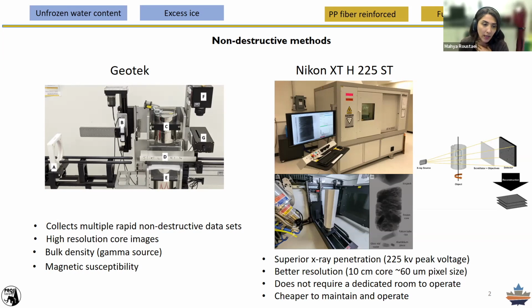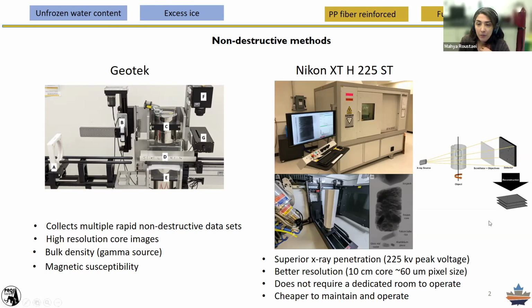We have the Geotek, which is a multiple rapid non-destructive core logging system with very high resolution images, as well as the gamma source, which gives us bulk density and we indirectly find the ice content from it, and also the magnetic susceptibility, which gives us a very good idea of the organic content.